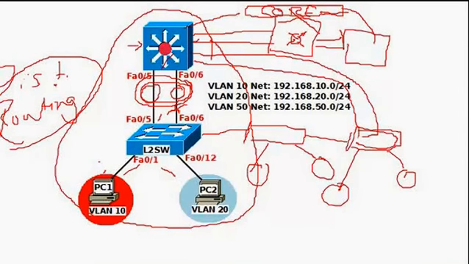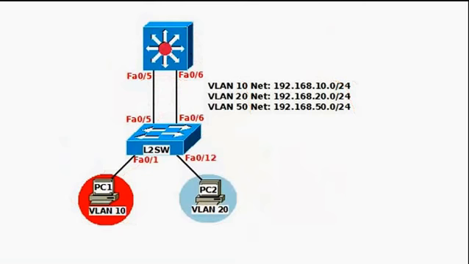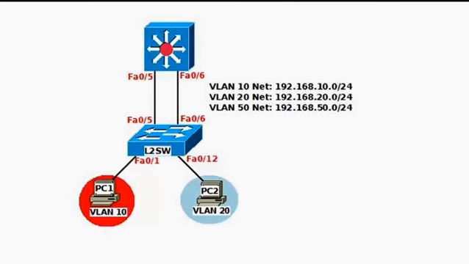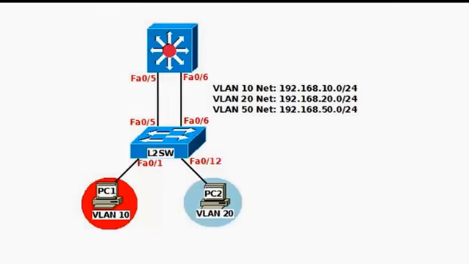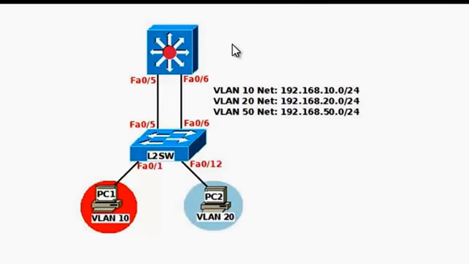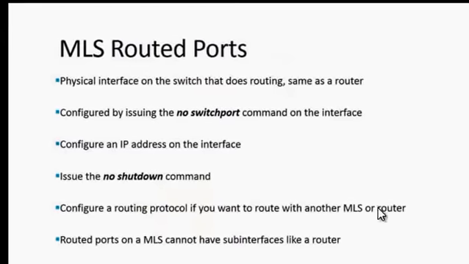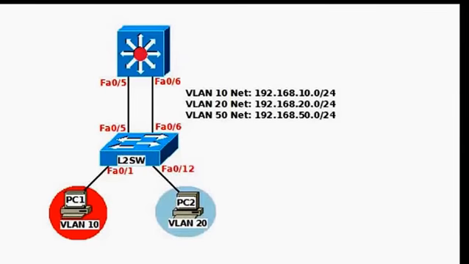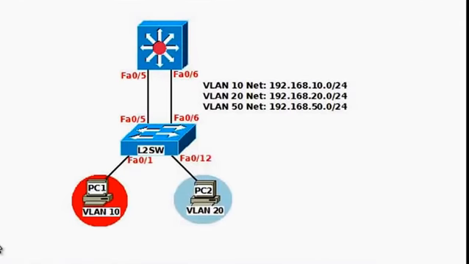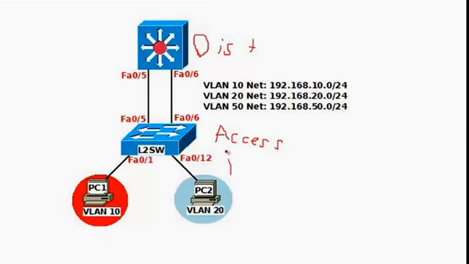So let me erase my big mess here. Okay, so we're going to go ahead and configure this. We're going to simulate that this switch here is my distribution, and this switch represents my access layer, and I'm going to aggregate my user traffic up into my distribution, where I'm going to do my routing. And in this case, I'm going to do my routing via switch virtual interfaces. So let's go ahead and configure that.